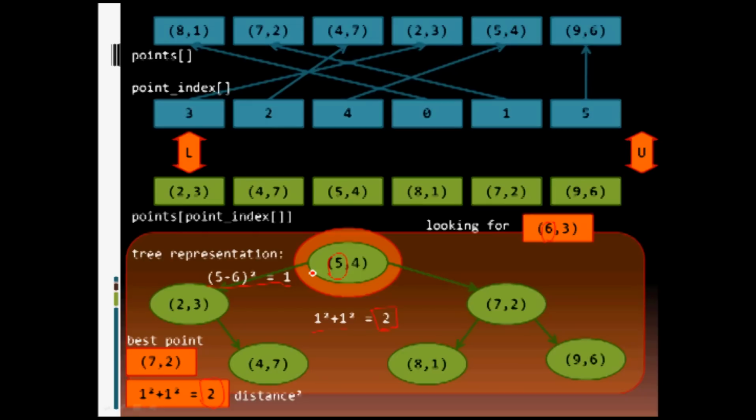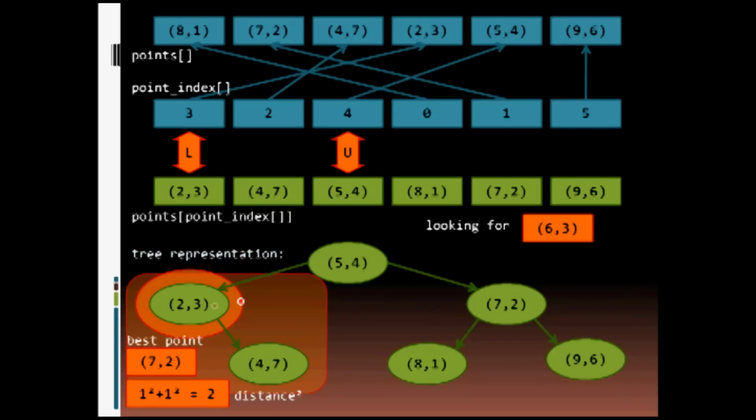If, for example, this hadn't been 5, 4, but it had been 1, 4, then we would have had a distance squared of 5 squared plus 1 squared is 26, and we would not have to go down into the left subtree. It is this fact that you don't always have to go down to the left subtree that makes the KDTree much more efficient than simply scanning through the list to find the closest node. So we go down to the left subtree.